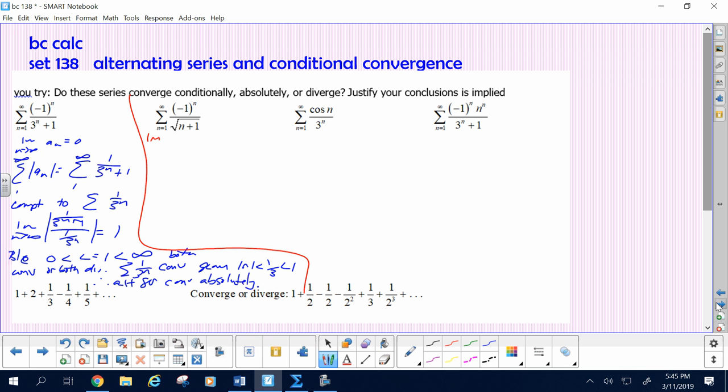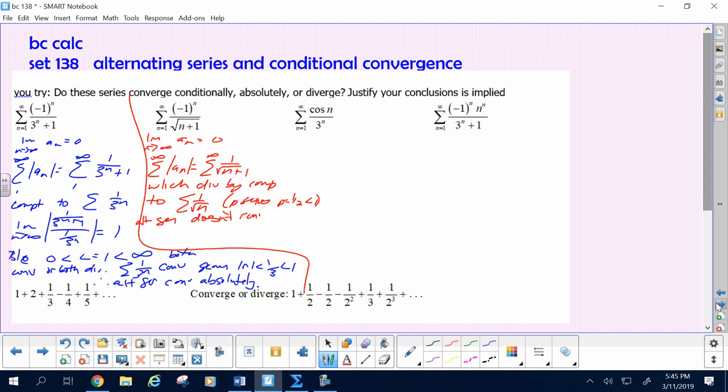Terms go to 0. If you take the absolute value of the terms, it becomes 1 over root n plus 1, which diverges by comparison to 1 over root n, which is a p-series. So the alternating series does not converge absolutely. What about conditional?